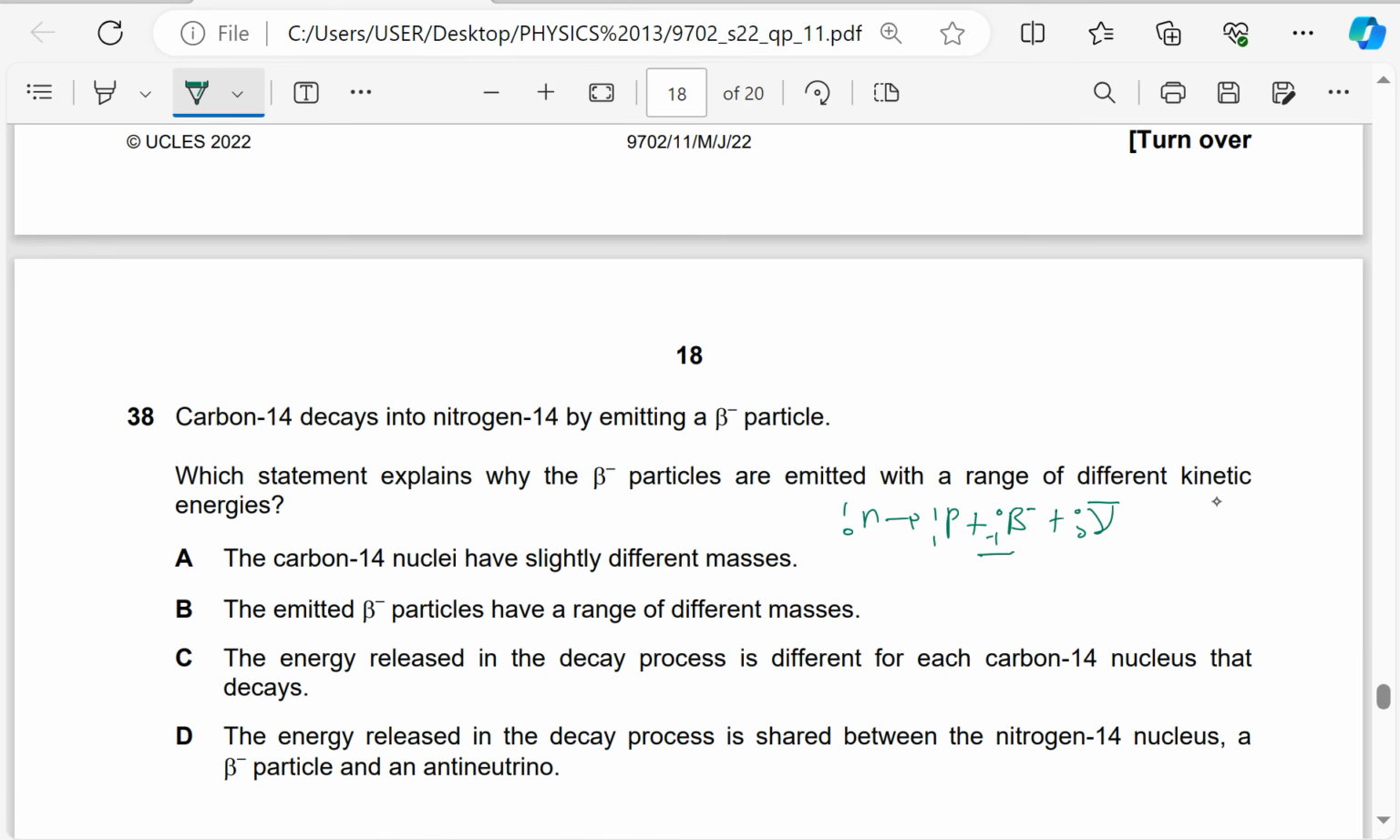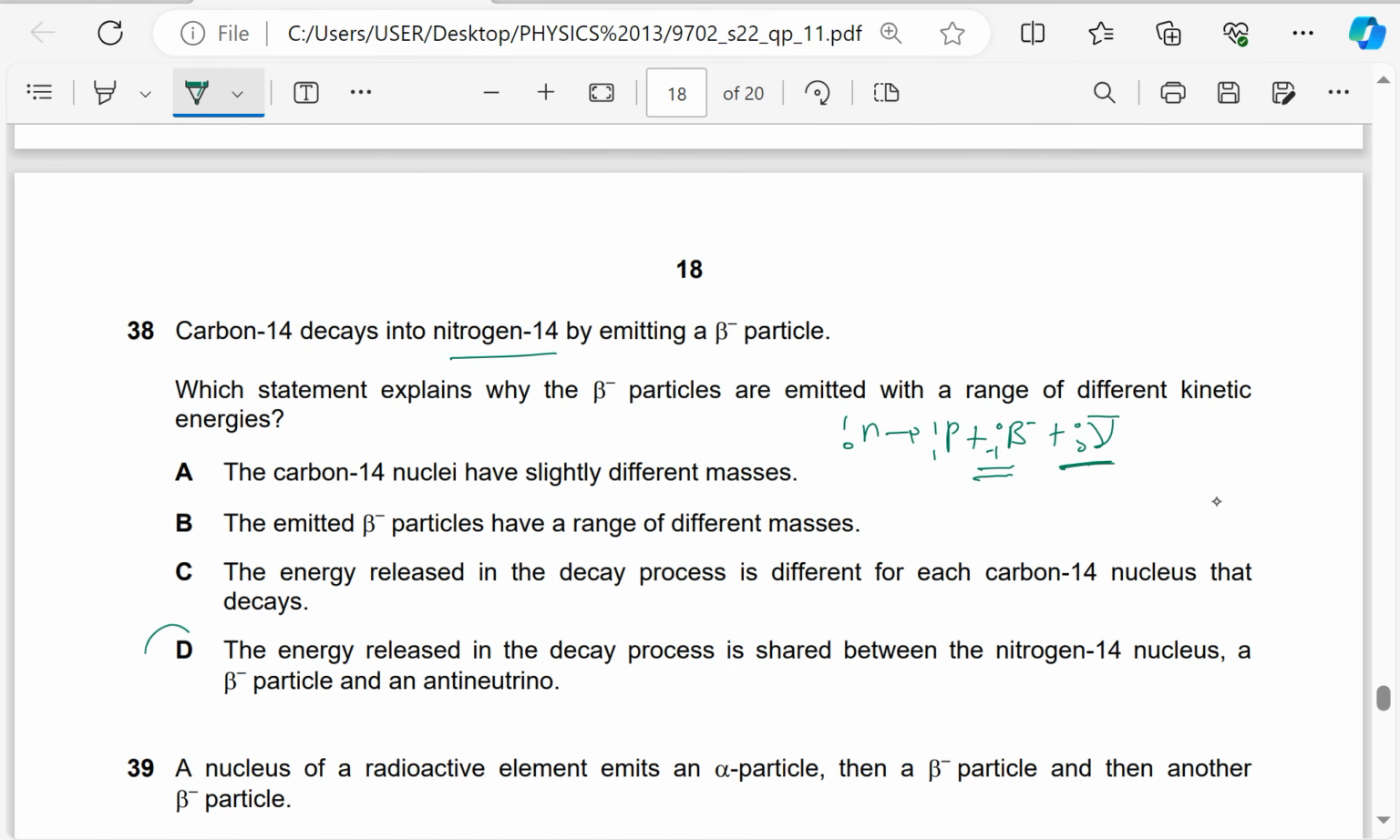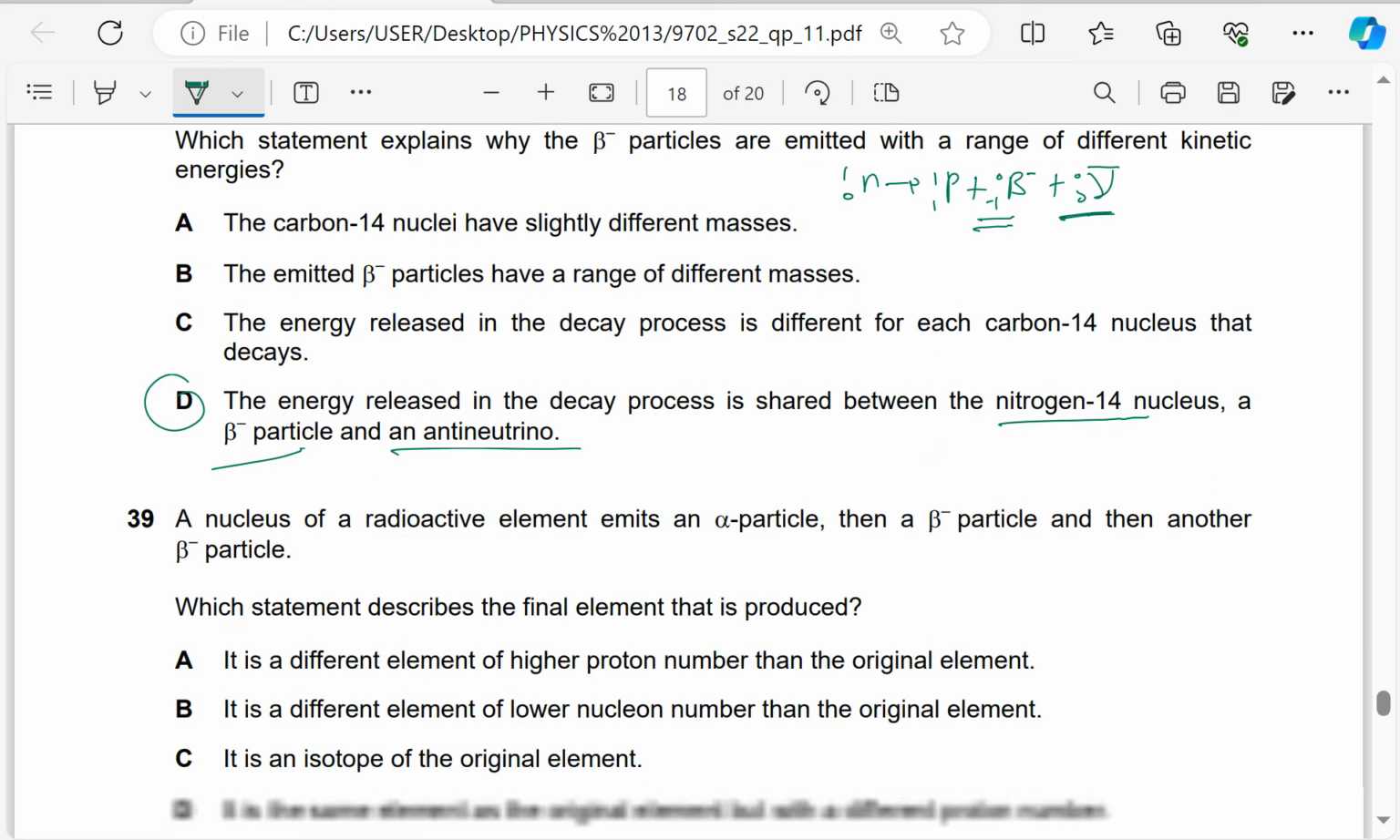So the energy is going to go to the nitrogen nucleus. Some of the energy goes to the beta minus particle and some of the energy goes to the antineutrino. So the energy is being shared. So the answer revolves around sharing the energy. So the answer is going to be D. The energy released in the decay process is shared between the nitrogen nucleus, the beta particle, and an antineutrino. So the answer is D.